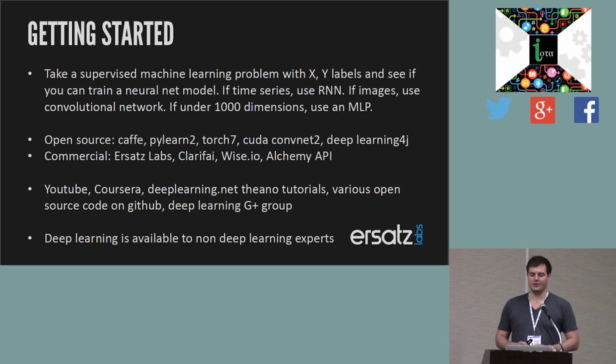And then commercially, there's Ersatz Labs. That's my company. We make software basically for doing deep learning graphically. So you don't really have to do much programming except for the API if you want to build it into your apps once you've trained a model. Clarifai is focused on image tagging, but using deep neural networks to do that. Wise.io is focused on customer service and text processing. AlchemyAPI also, but all of us use deep learning and offer that as various services. And then, like I say, never before in the history of time has this information been so broadly accessible.